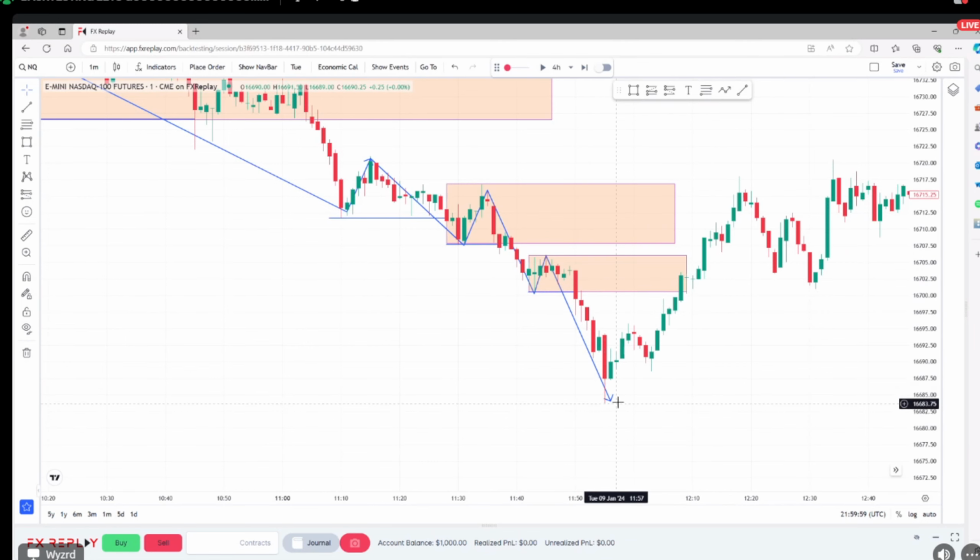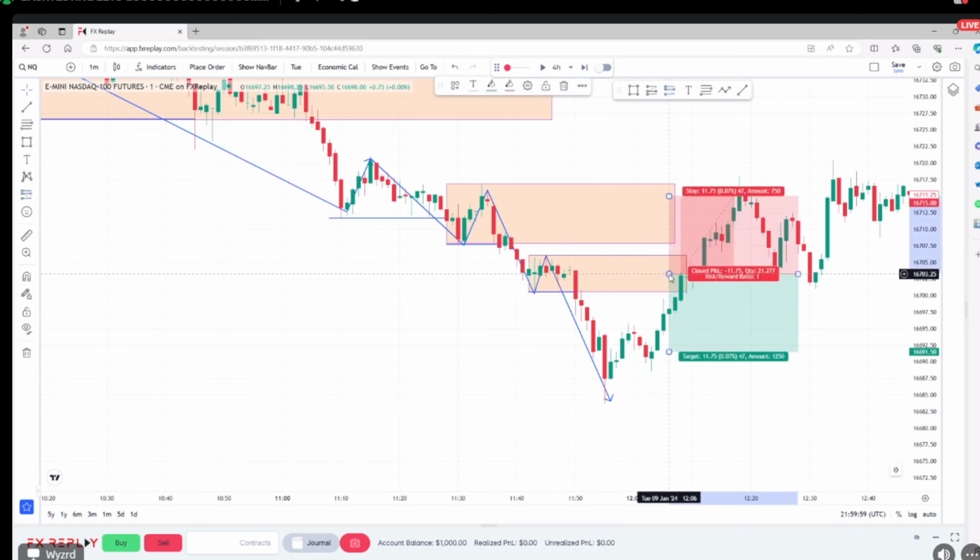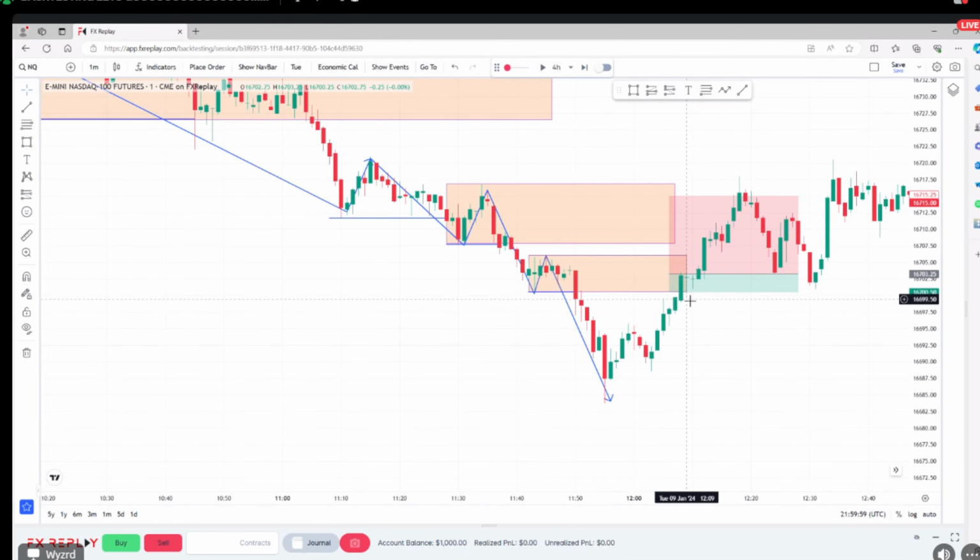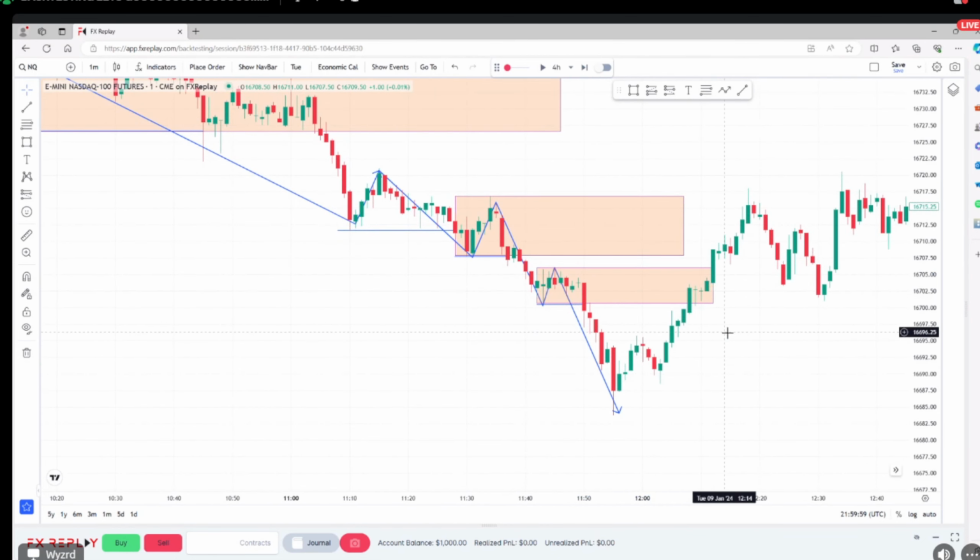So we come down, we make our low, we're retracing, and you would take your short right around 50%. And as you can see, this candle right here, the wick does catch the bottom of the zone. So you would get in right here, and then you would be out right at the bottom of the zone.